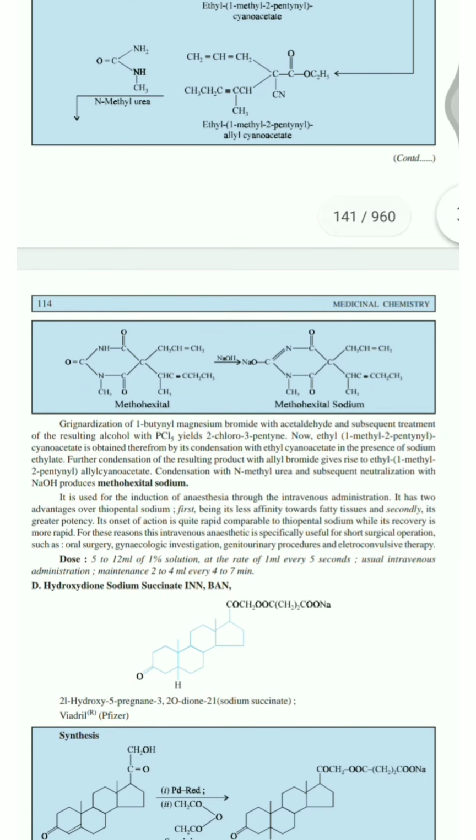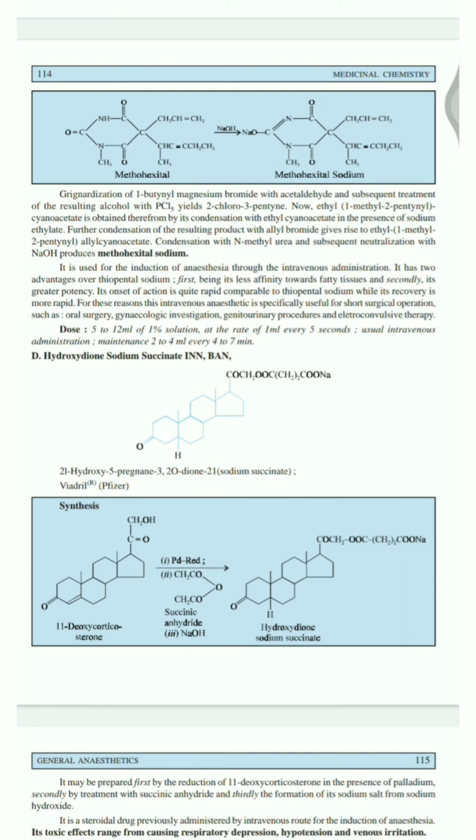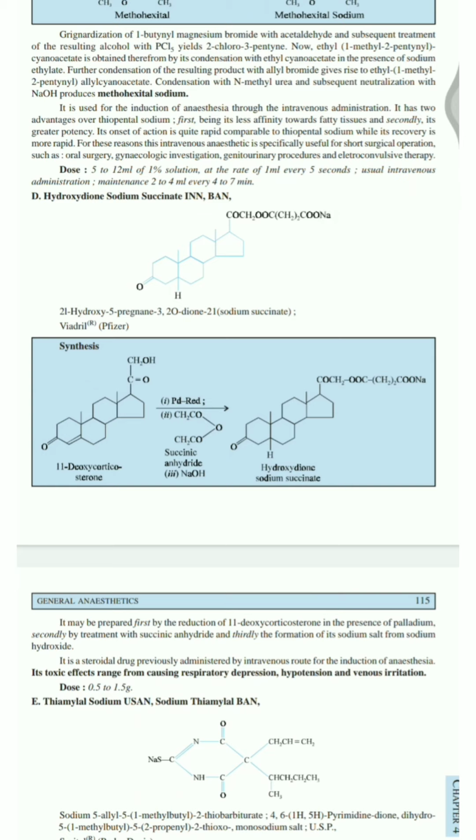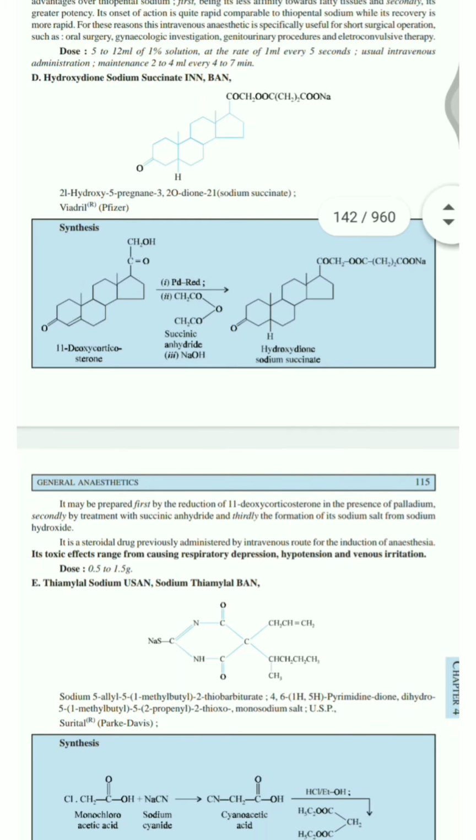Followed by hydroxydione sodium. Hydroxydione sodium is basically prepared from 11-deoxycorticosterone, a steroid, which is reacted in the presence of palladium and then treated with succinic anhydride to give our desired sodium salt product. It is also often used for the induction of anesthesia, but its toxic effects range from respiratory depression and hypotension to venous irritation, which are undesirable, so it is rarely used nowadays.